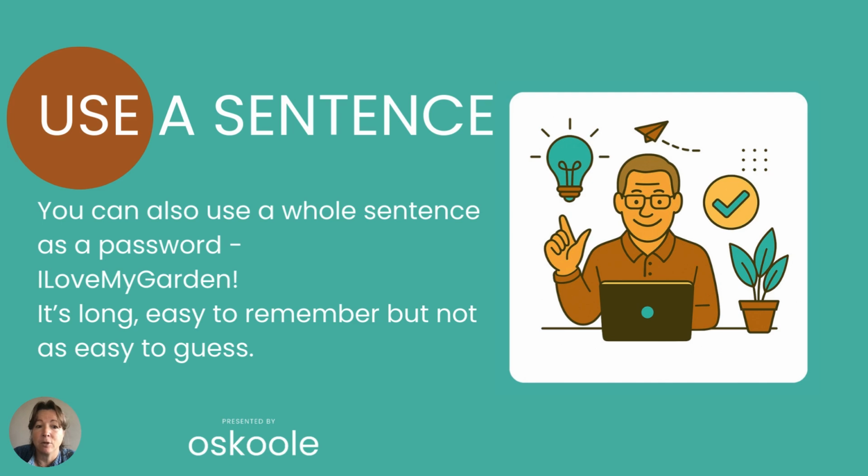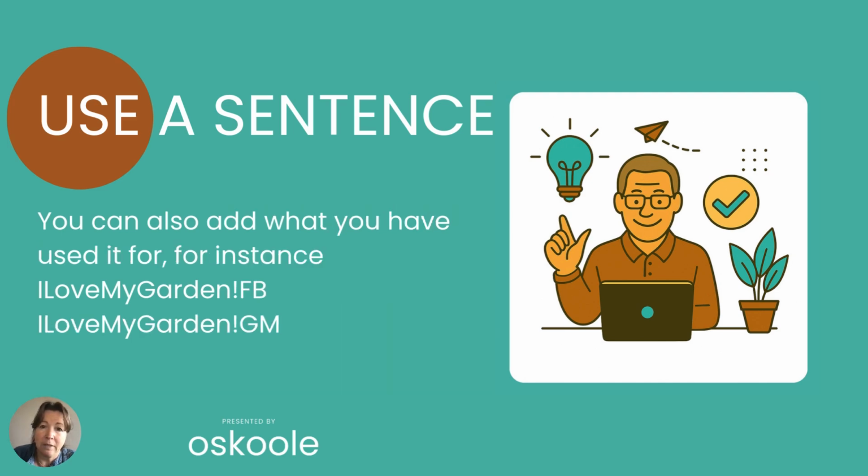The other thing you can do is you can use the whole sentence as a password. So, for instance, I love my garden, exclamation mark. Now, I would probably put in some numbers in there as well. And it's a bit longer, but it's not that easy to guess. The other thing you can do is you can add what you've used that password for. So, for instance, I love my garden, exclamation mark, FB would be that you use it for Facebook, or I love my garden, exclamation mark, GM. That means that you've used it for your Gmail account.